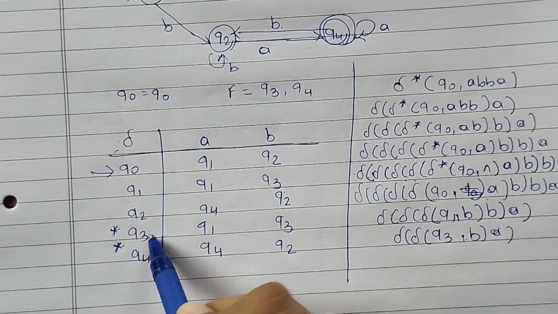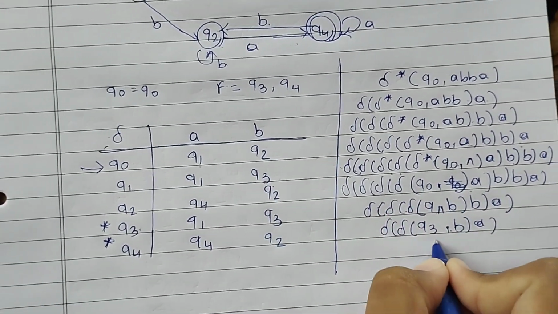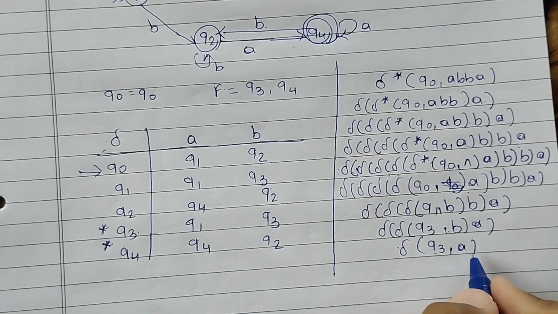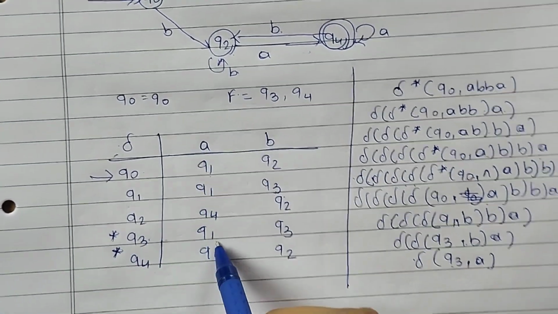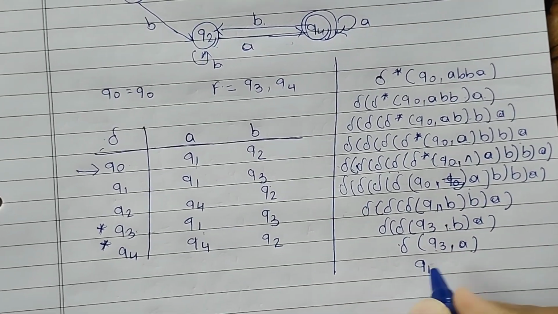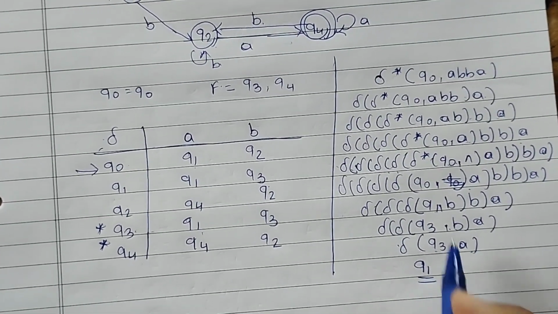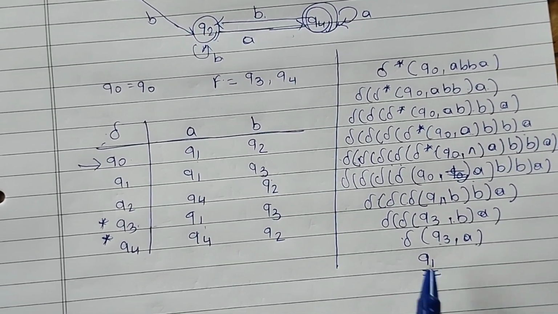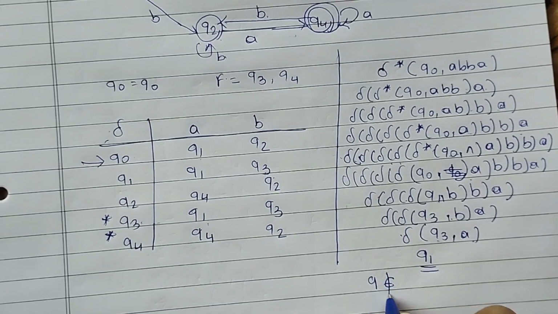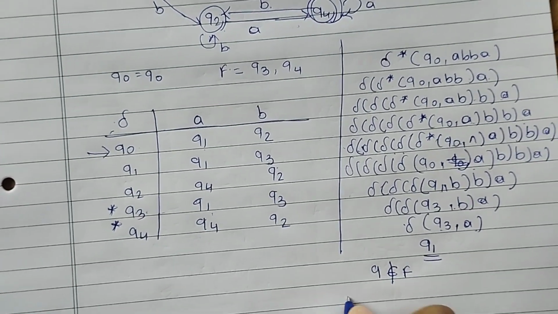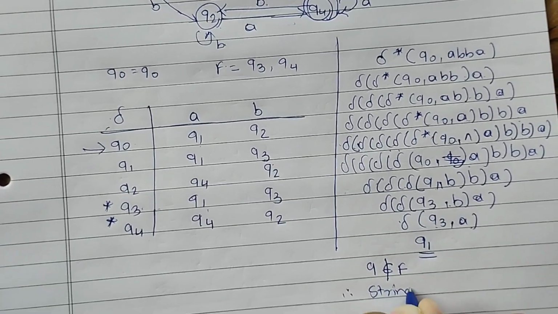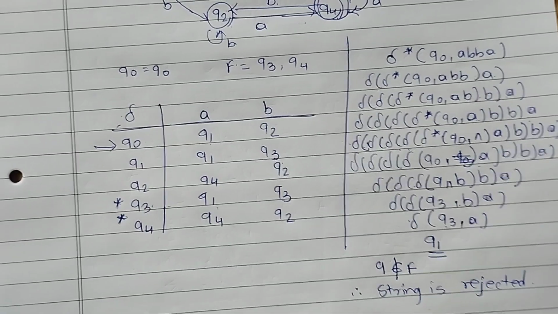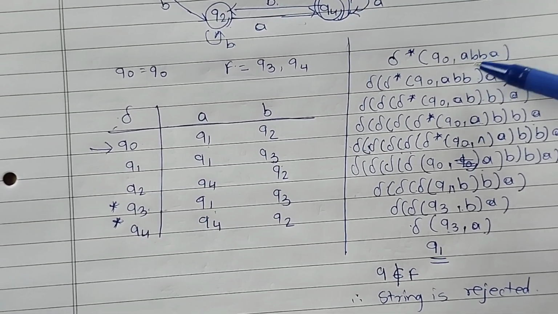Q3 read B in Q3. So this Q3 comma A delta. Now Q3 read A in Q1. So the final answer is Q1. And now if we see here, then Q1 is not our accepted state. So here we say that Q1 is not an element of our final state, hence the string is rejected. I hope all of you now get the idea how we prove whether the string is accepted or rejected.